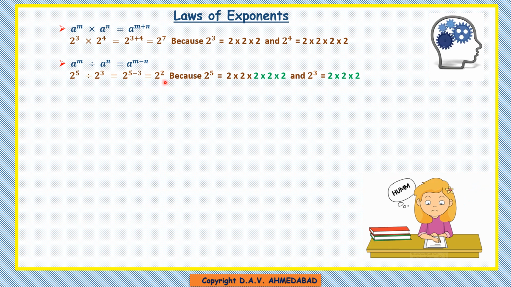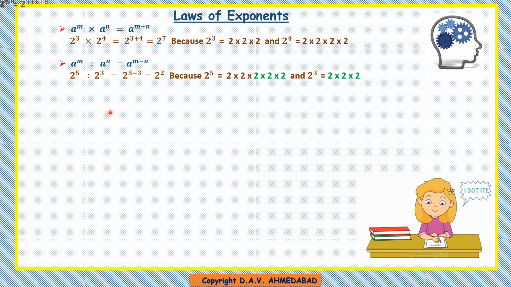Why we subtract the powers, children? Because say we are having 2^5 divided by 2^3. So when you divide 2^5 by 2^3, you will cancel 2 by 2, then again 2 by 2, then again 2 by 2. So how many times 2 will be remaining? 2 times. Therefore, we will be having 2 square as the answer.